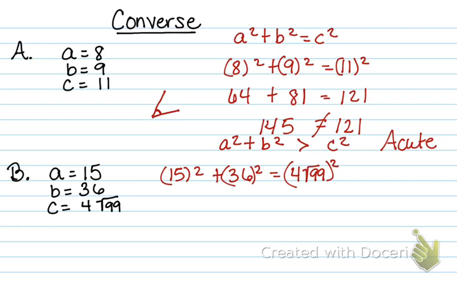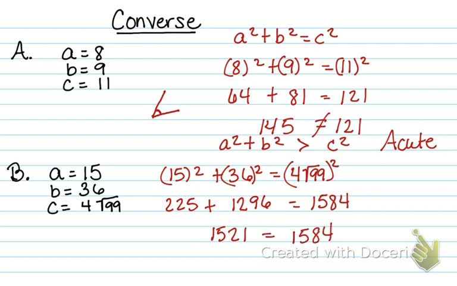So 15 squared is 225. 36 squared is 1,296. And then this squared actually gets rid of that square root. You can use your calculator to do this. If you put this in, it ends up being 1584. We're not worrying about how to compute that, you can use your calculator for that part. So when we add these together, we get 1521 is equal to 1584. And we know that is not true.